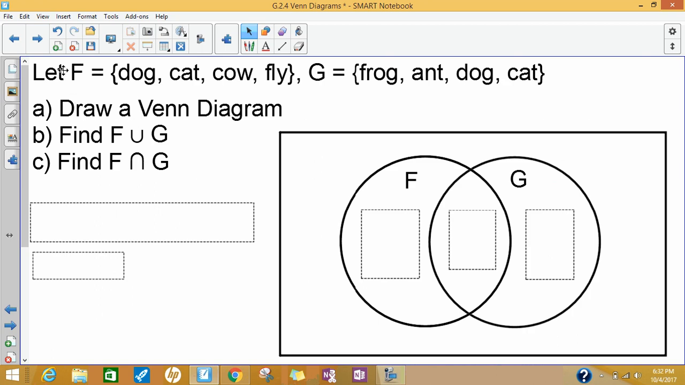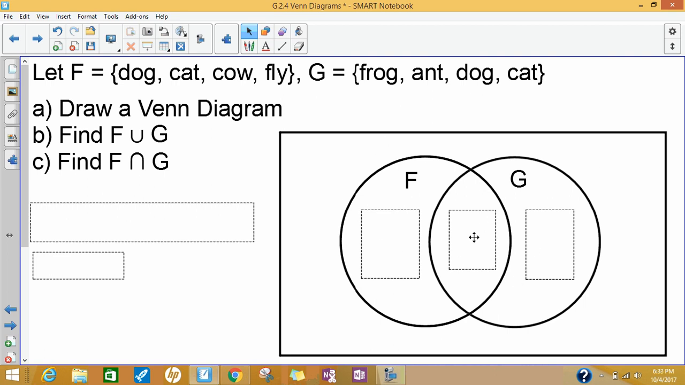So here I have two sets, set F and set G, and when we write things in set notation we put them in these brackets. So F contains dog, cat, cow, and fly, and G contains frog, ant, dog, and cat. So if I draw a Venn diagram, my big box might represent animals.